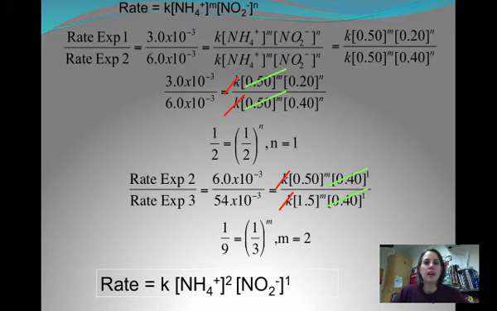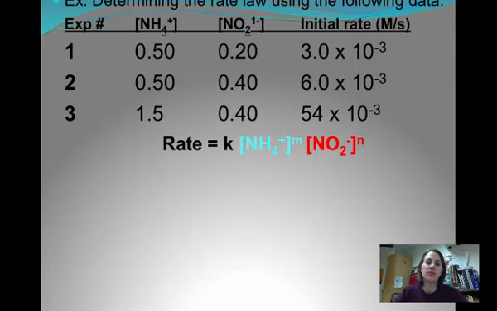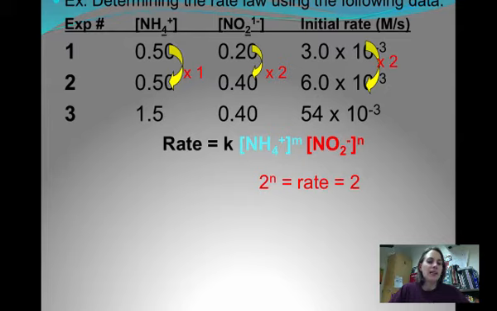I can also think about it a little different way, just because I have some simple numbers here. If I look back at my data table, if I compare experiments 1 and 2 again, I am seeing that, again, they're the same, but that I've doubled the concentration of nitrite. When I look at the rate, it has also doubled. That's just simple mental math that I'm doing right now. If I can tell that doubling the concentration of one reactant doubles my rate, then I can say that it's first order, that n equals 1 for that reactant.